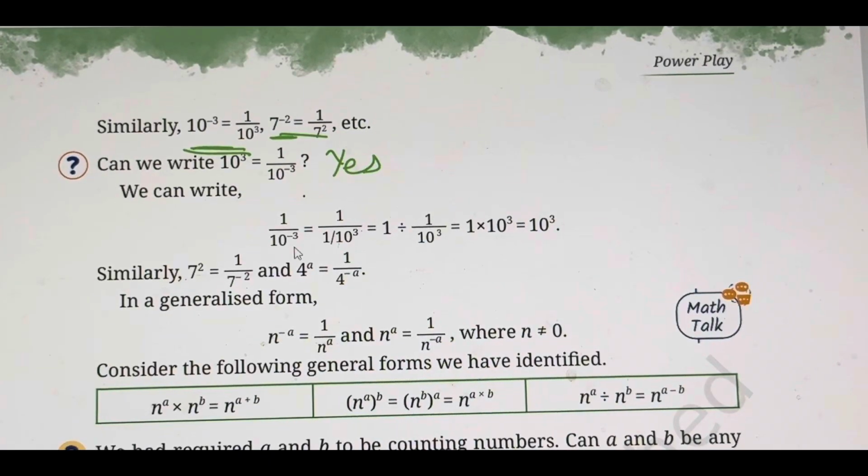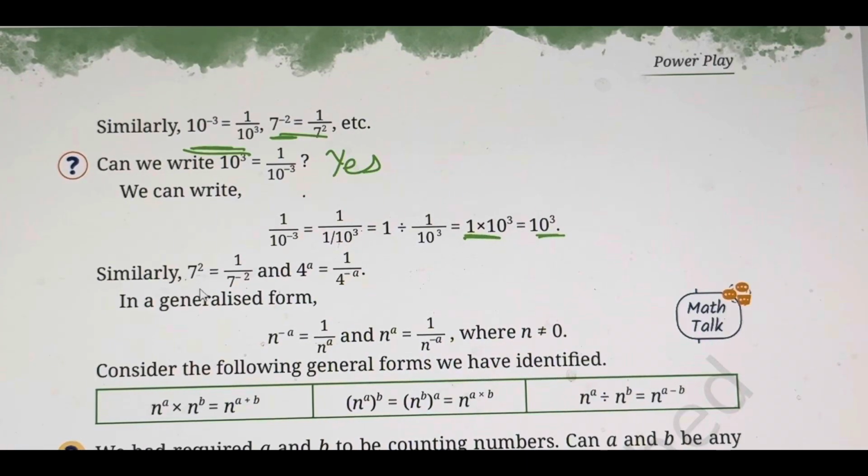So 1 upon 10 raised to minus 3 means 1 upon 10 cube. Right? We are writing its reciprocal. That is, 1 is divided by 1 upon 10 cube. So division, if you want to convert it into multiplication, it becomes 10 cube. We write its reciprocal. So the answer is 10 cube.